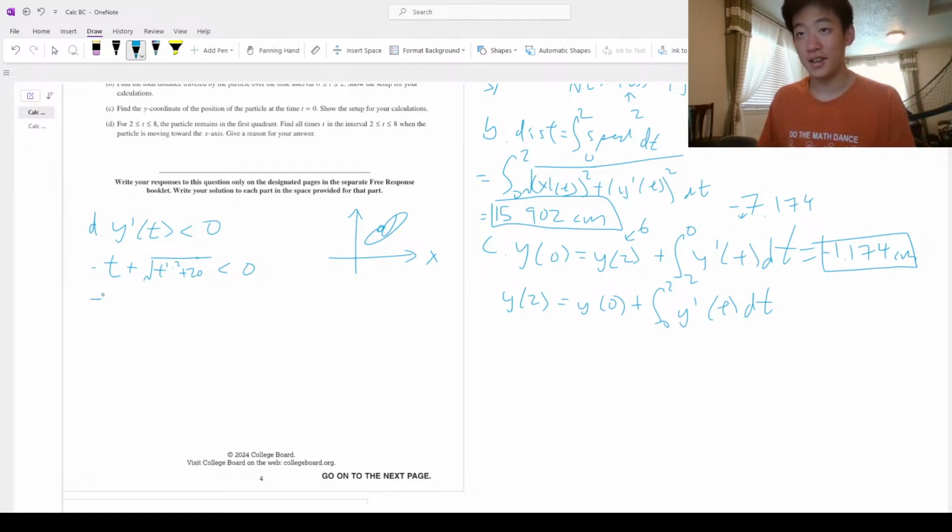Alright, t. You can basically write set equal to 0 or something like that, and then just write t equals 5.2.